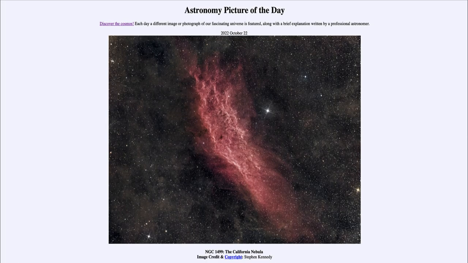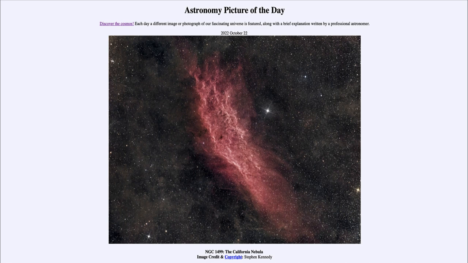One of the things that I like to do in each of my introductory astronomy classes is to begin the class with the astronomy picture of the day from the NASA website at apod.nasa.gov/apod. And today's picture for October 22nd of 2022, well, it is titled NGC 1499, the California Nebula. So what do we see here?